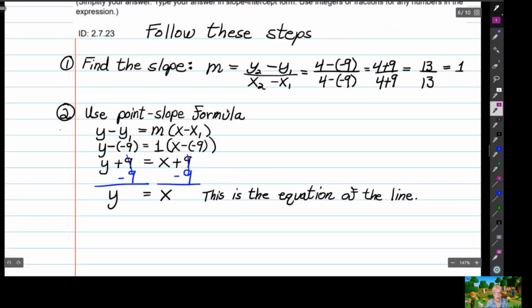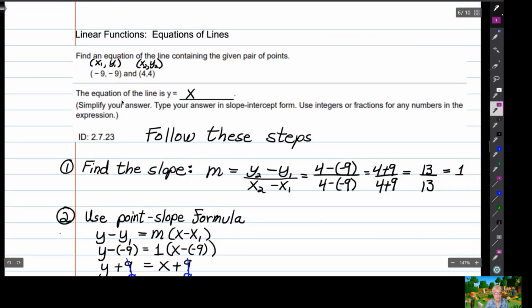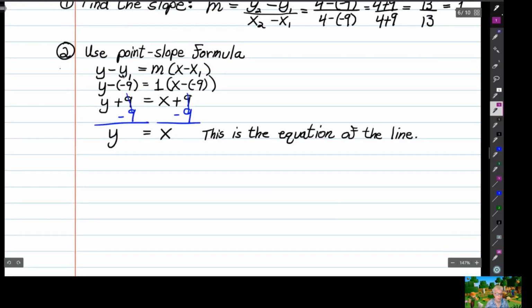So, this is y1, this is x1. I have y minus y1 equals m times x minus x1. Remember, minus minus is plus, so I'll have y plus 9 equals x plus 9. To solve for y, I subtract 9 from both sides, and look at that, 9 zeros out on both sides of the equation. So I have y equals x. Yes, that's an equation of the line.